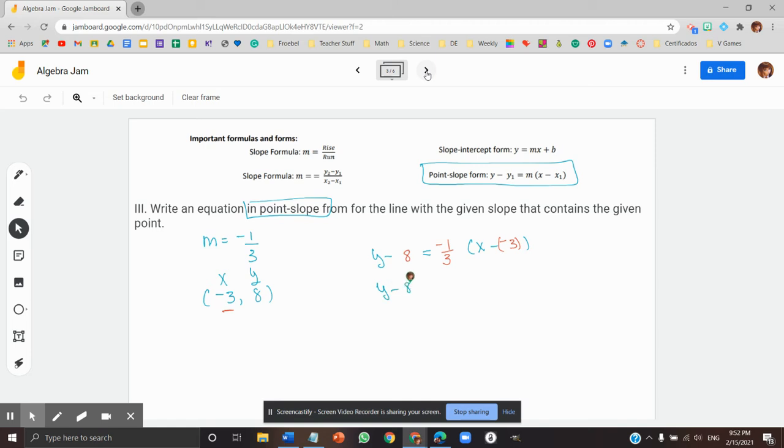Now I can rewrite my equation if I wish. y minus 8 equals negative 1/3 times x, and then we have negative, subtraction, and negative. Again, we can use the rule of integers. The first one stays the same. I can change that subtraction to an addition, and I change the second number's sign from a negative this time to a positive. And there we go. That is our point-slope form.